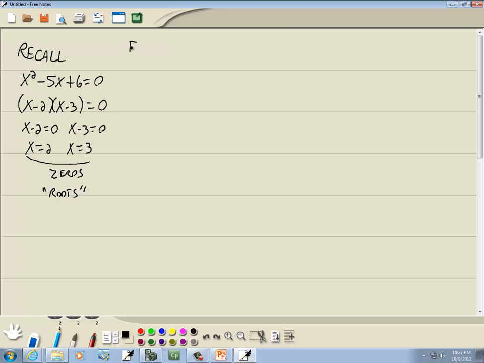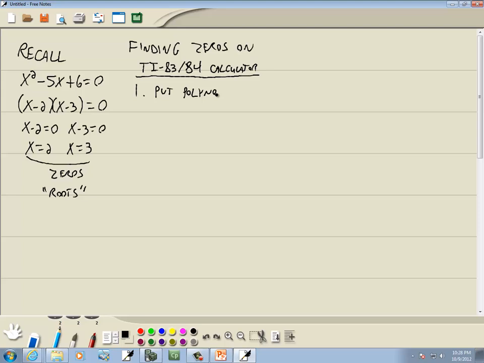Now let's take a look at how to find zeros on a TI-83, TI-84 calculator. Our first step is to put our polynomial on y1 and 0 on y2.